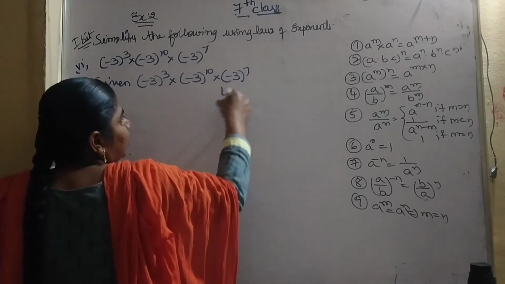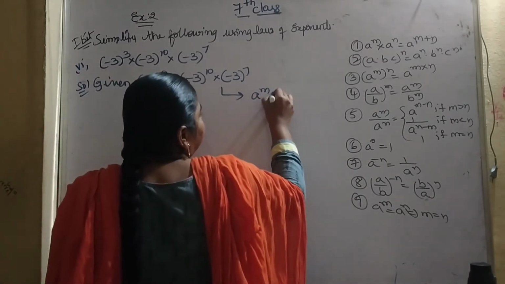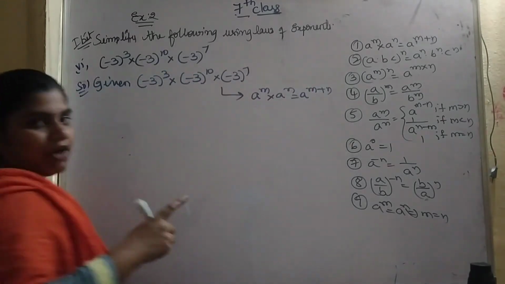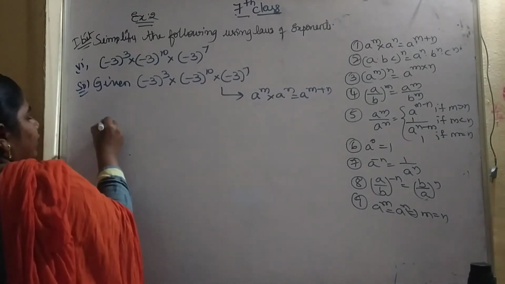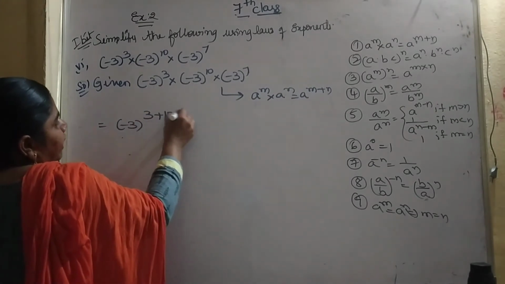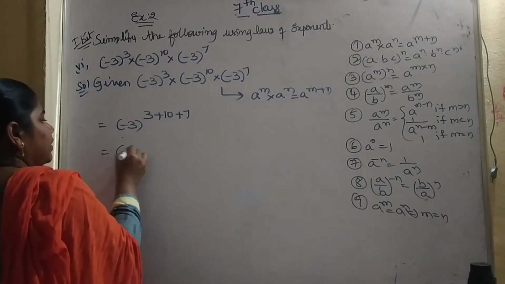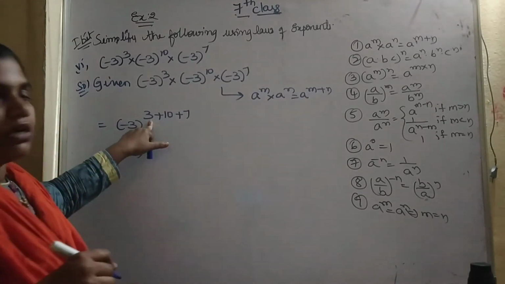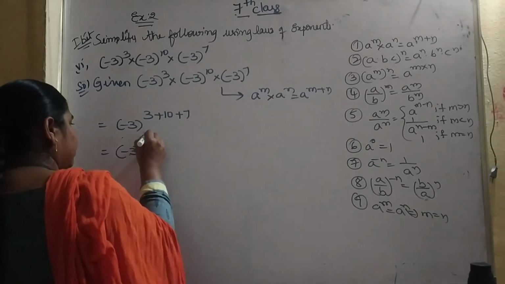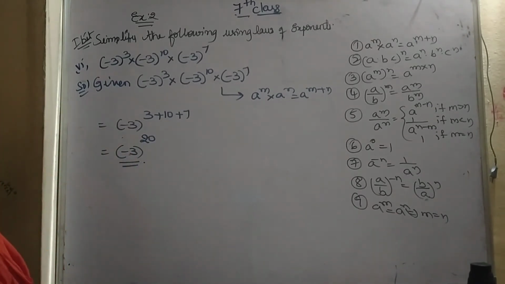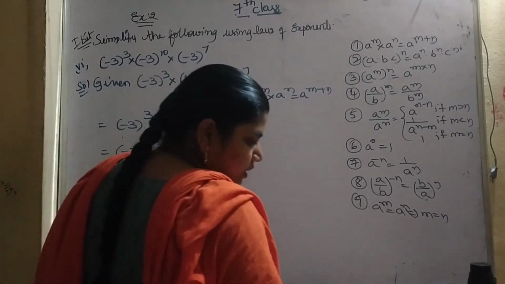Which formula are we using? A power m into a power n, that is a power m plus n. So we have to add the powers. So it will be minus 3 whole power 3 plus 10 plus 7, that is 10 plus 3 is 13, 13 plus 7 will be 20. So what is the answer? Minus 3 whole power 20 is our answer. So this is our sixth question. Next is the seventh one.